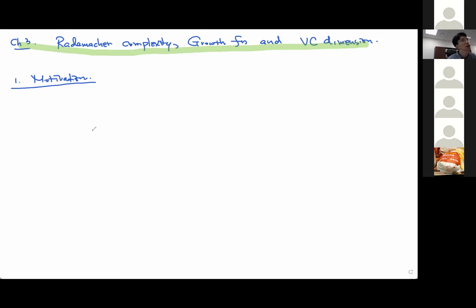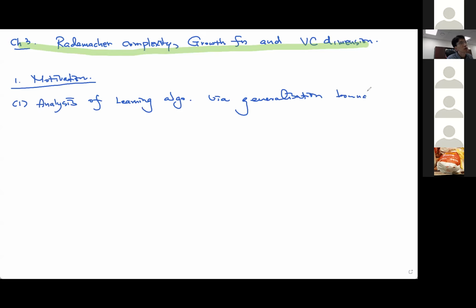So in most typical scenarios, instead of showing some problem is PAC learnable and trying to come up with a learning algorithm, we design a learning algorithm which we believe is reasonably good, and we analyze the learning algorithm via generalization bound. So what does this mean?